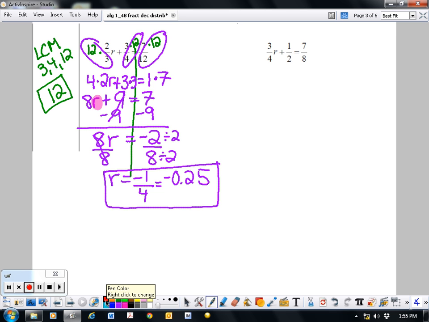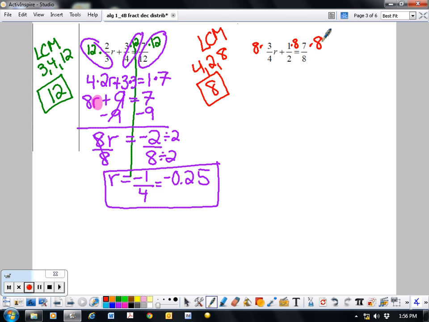Okay, so for the next one, again, we're looking for that LCM of 4, 2, and 8. The LCM we determined earlier was 8, so I'm going to times everything by 8. I prefer to divide first because for me it's easier to divide smaller numbers in my head, and I rarely use a calculator or have a calculator wherever I'm working. So I'm going to go ahead and divide first.